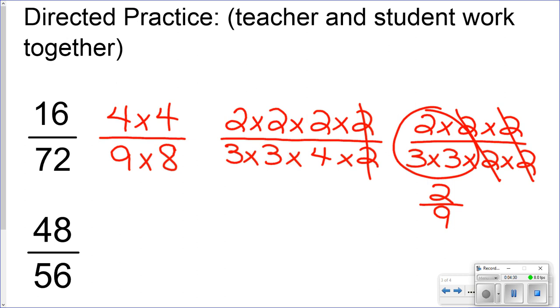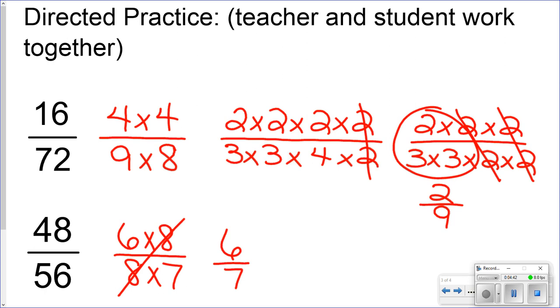48 can be broken down into 6 times 8. 56 can be 8 times 7. The 8's match. 6 and 7 would not have anything that would match other than a 1, so this simplifies to 6/7. The more you know your math facts, the easier this will be.